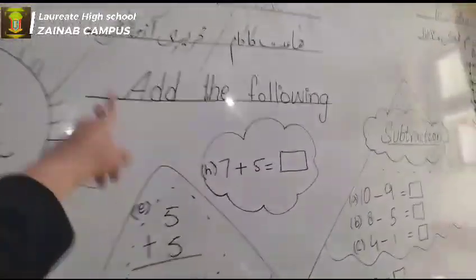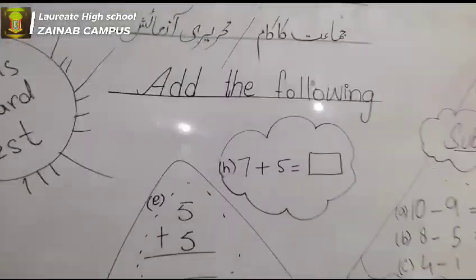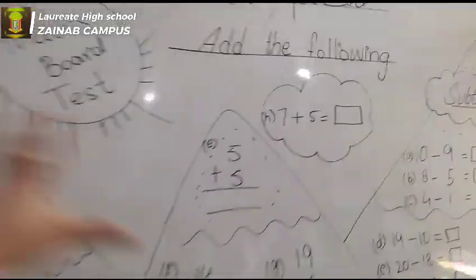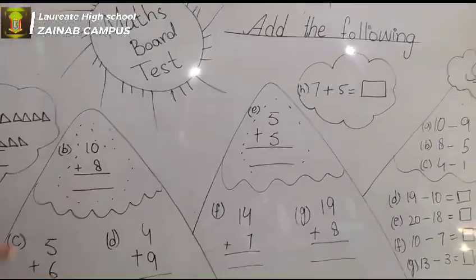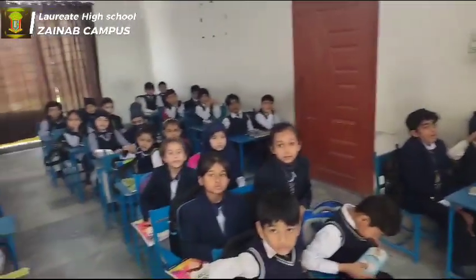Questions, add the following, and the second one is subtraction. Okay? In the adding questions, there are lots of parts, so you guys have to solve these parts. Okay? Now, class, who wants to solve part A?